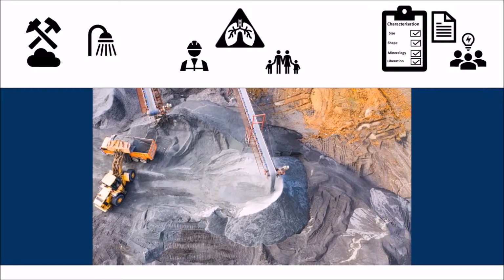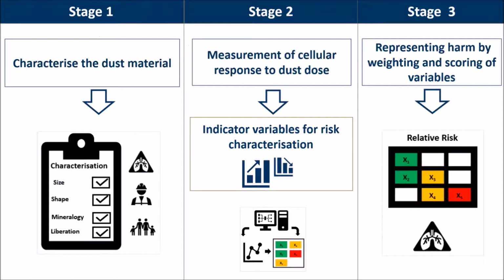The aim of this project is to develop a risk characterization protocol for inhalable coal dust that takes into account the most influential physicochemical characteristics of coal dust towards inhalation toxicity. In this presentation, we will walk through the 3 pillars of our project plan, which will enable us to achieve this aim. Stage 1 looks at the characterization of the dust material.